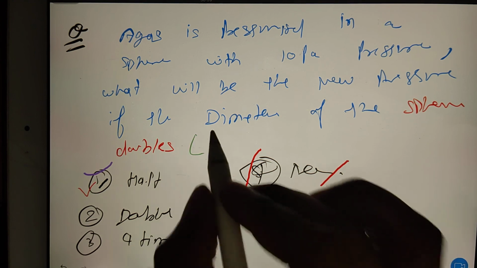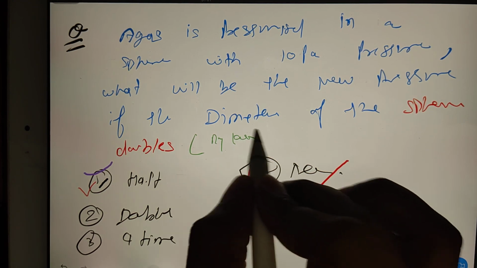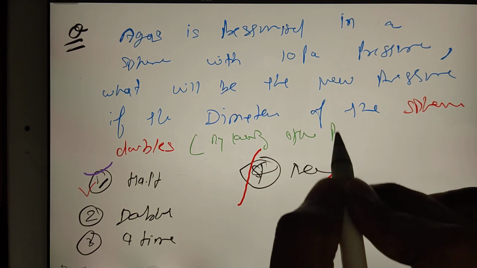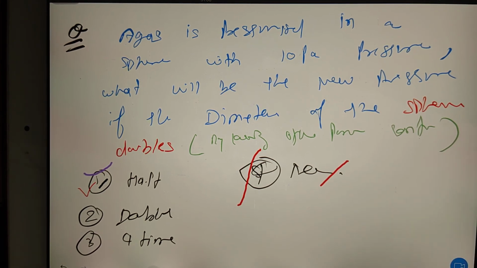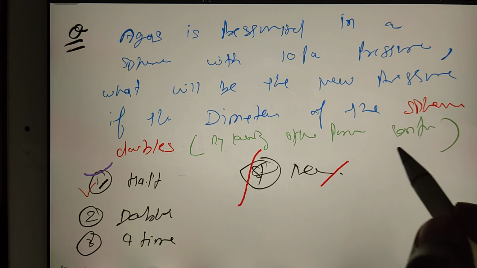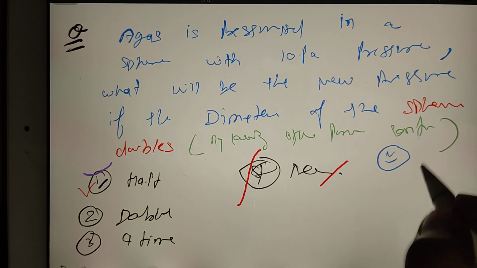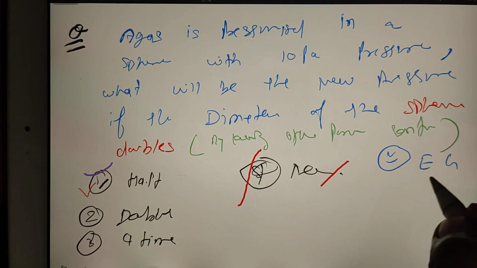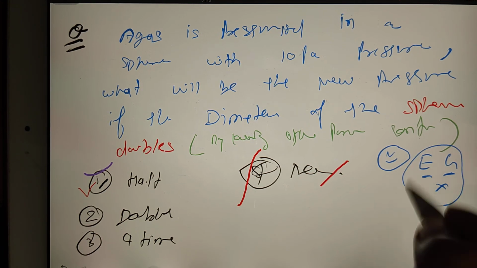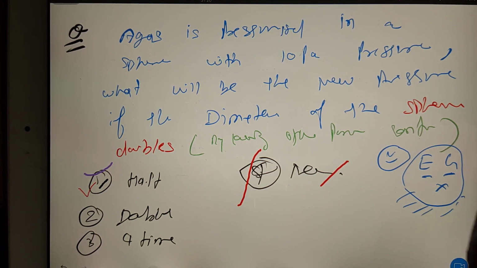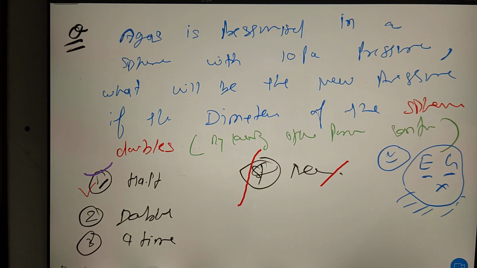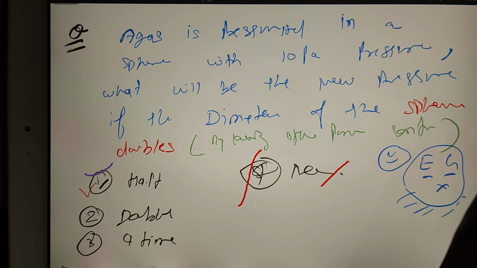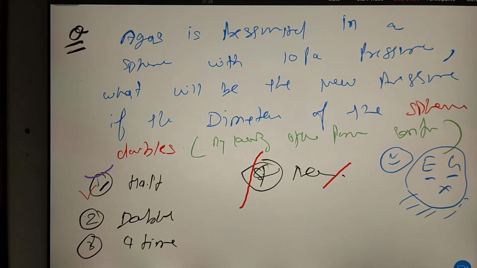One more thing I want to mention here: by keeping other parameters constant. Other parameters constant means that when we are changing the diameter, our Young's modulus, shear modulus, I mean material properties, are not changed, and surroundings like atmosphere temperature are not changed. Only the diameter is changed. Diameter is doubled. Okay.